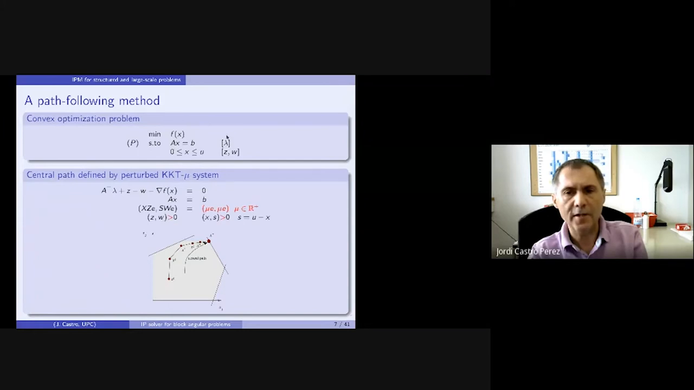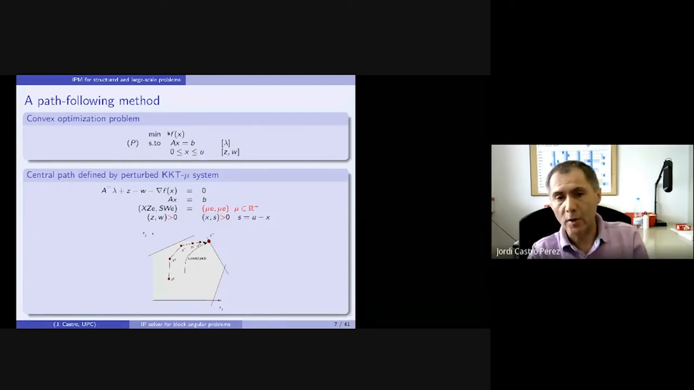These are the Lagrange multipliers of the constraints. An interior point method tries to solve the Karush-Kuhn-Tucker conditions of this problem. The KKT conditions are: the gradient of the Lagrangian with respect to x has to be equal to zero; this is the feasibility, Ax equal to b; and that's the complementarity. This last equation is the complementarity.